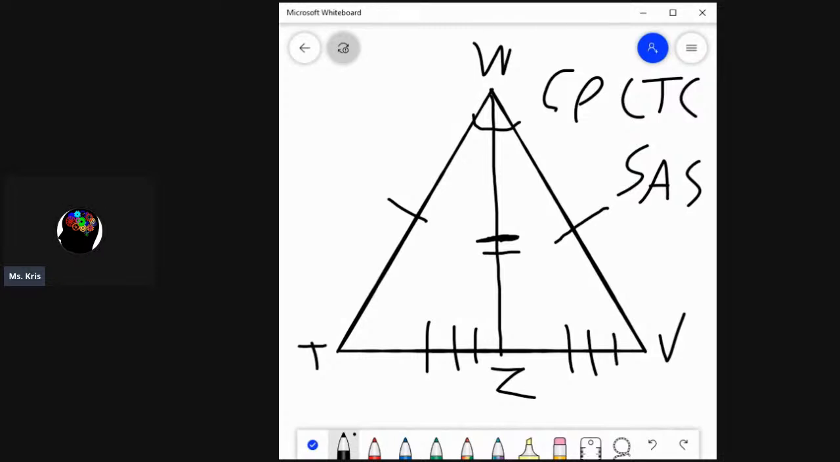Any questions on proving the congruency of these triangles based on CPCTC?